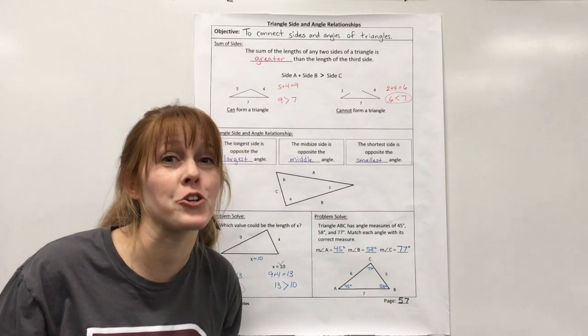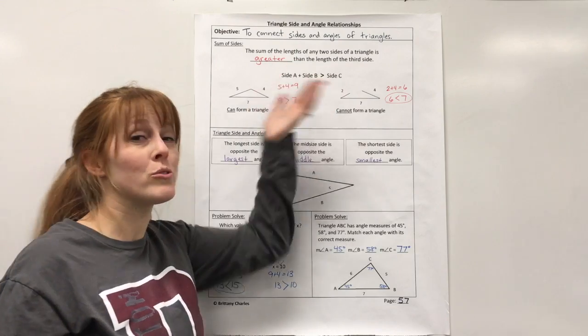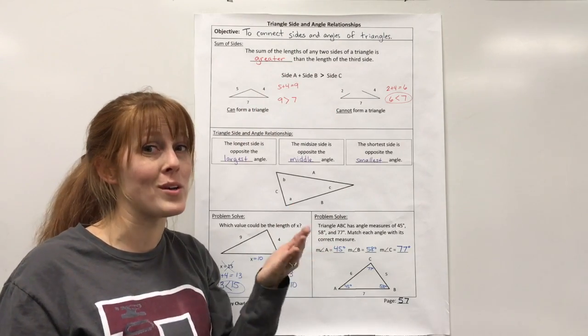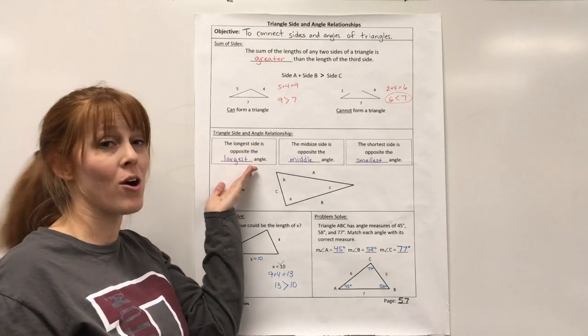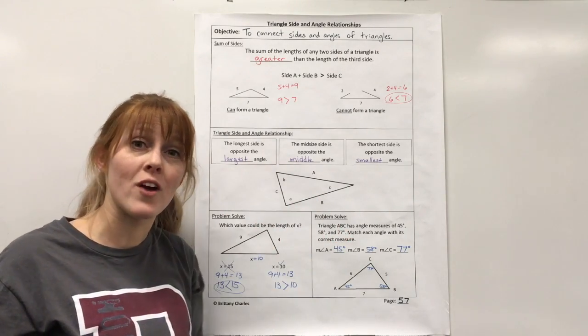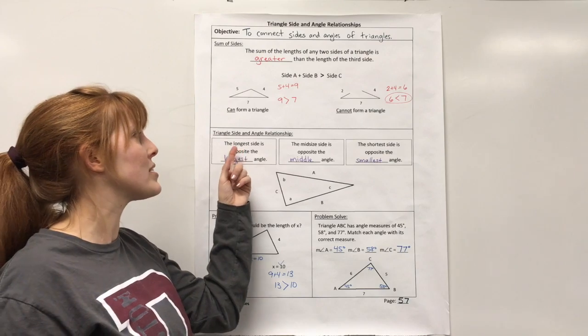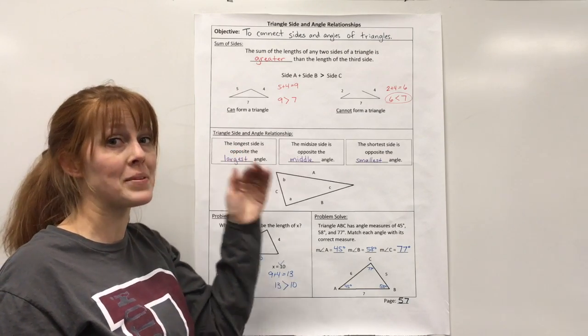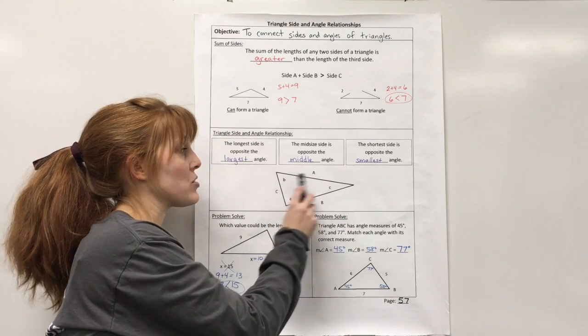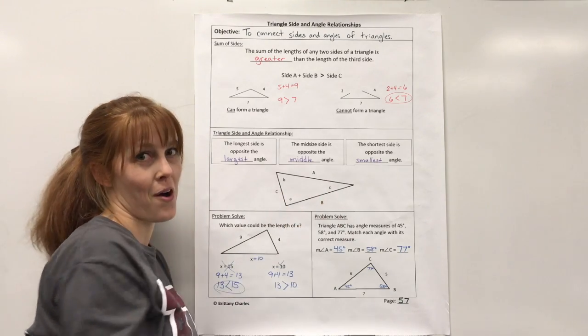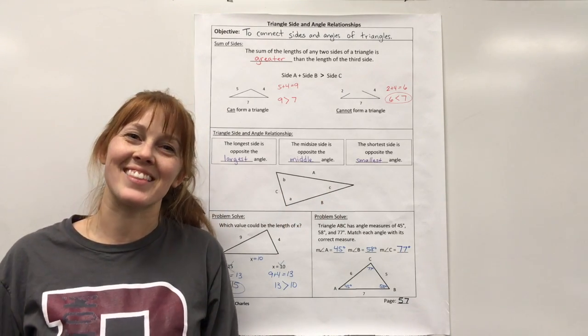All right, so make sure you remember these rules. The two smallest sides of a triangle always have to add up to more than the third side. And remember how sides and angles correlate on a triangle. It's always the side and angle opposite of each other. So this side opposite of this angle, these two have a relationship. All right, keep practicing, and thanks for watching.